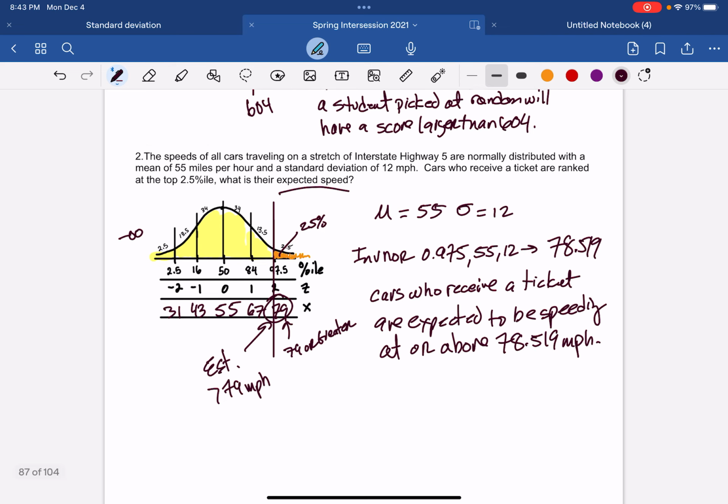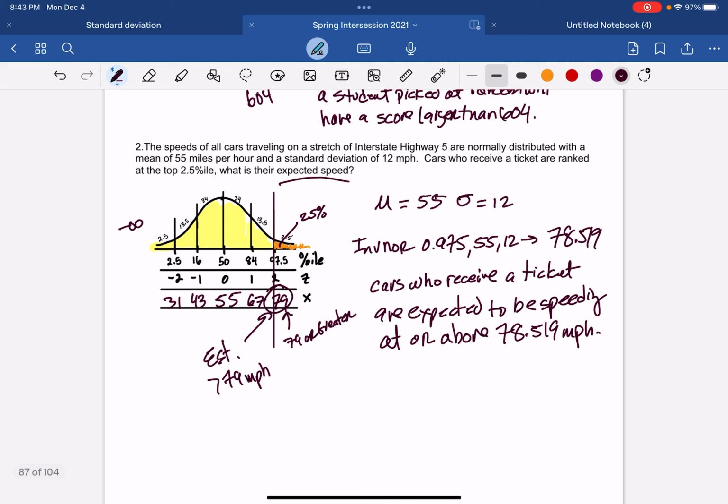So this is more of a percentile type problem, and you'll see this as well. Okay, so let's do the next problem.